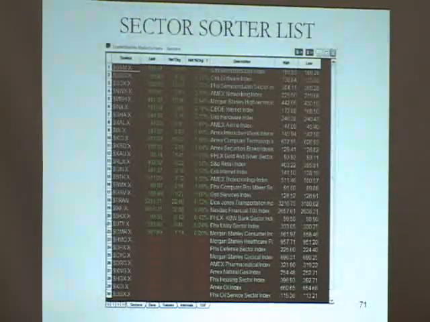You just watch the sector sorter list and see how many sectors are going higher. Is the amount of sectors that are green increasing, or the amount of sectors that are red increasing? During periods of consolidation, that'll give you an edge as to which way it's going to go when it finally does. Okay, that's pretty simple and straightforward.